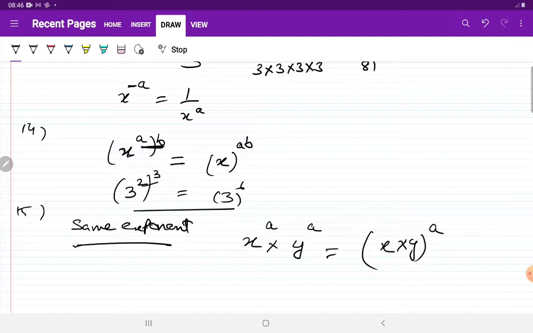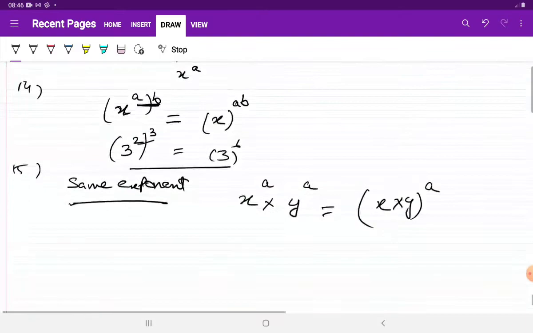Again, if x and y are rational numbers and a is a whole number, then what will we get? X raised to power a into y raised to power a is what? X into y, raised to power a. This is the multiplication of numbers with same exponent.